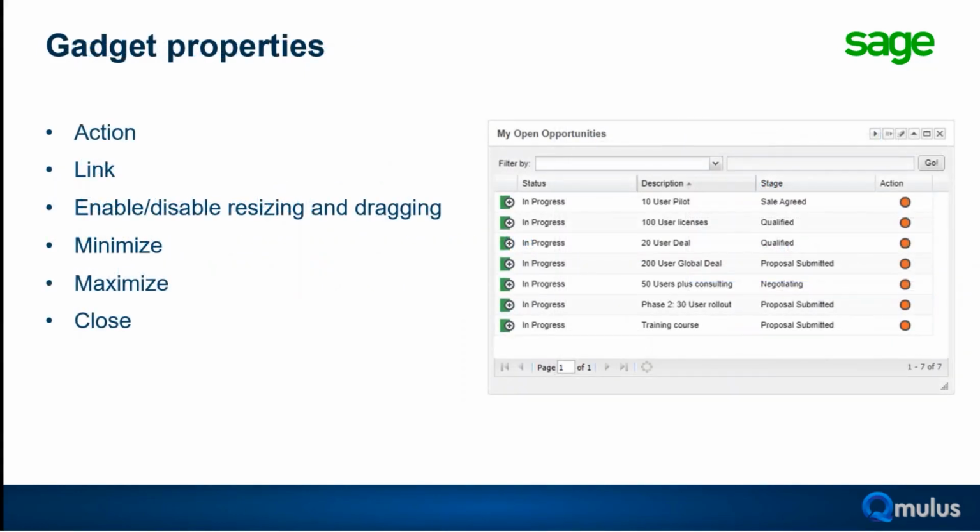Gadget properties. I'm going to briefly go through these properties seen on the top right hand side of the screen, selecting from left to right. Action.